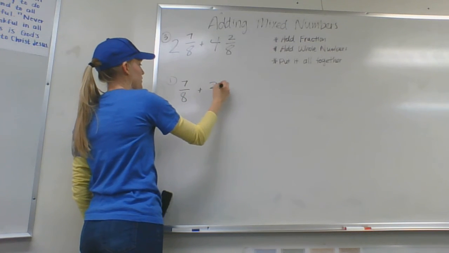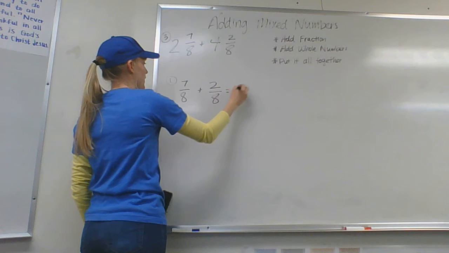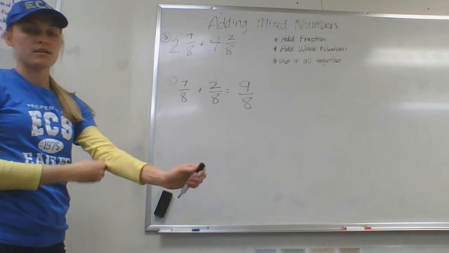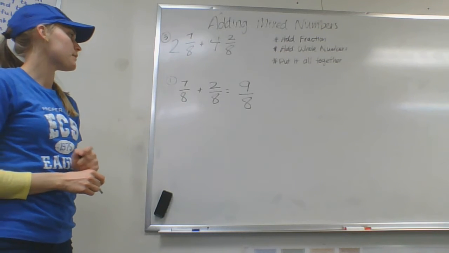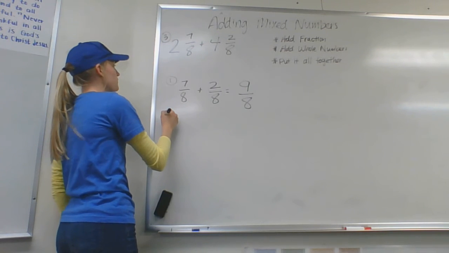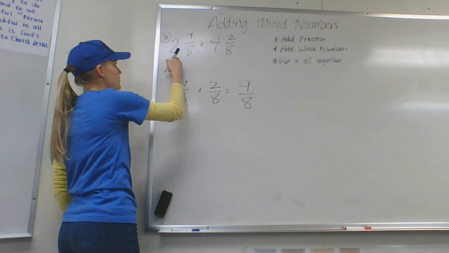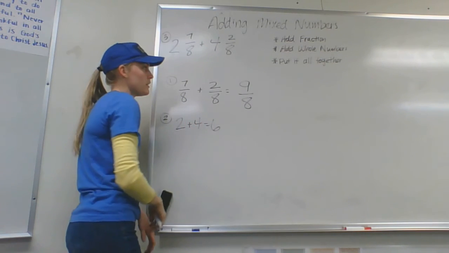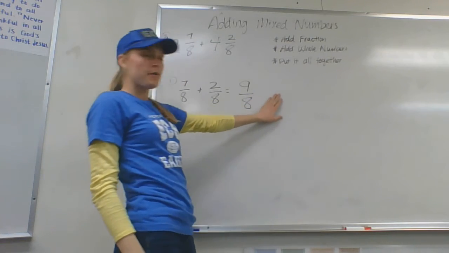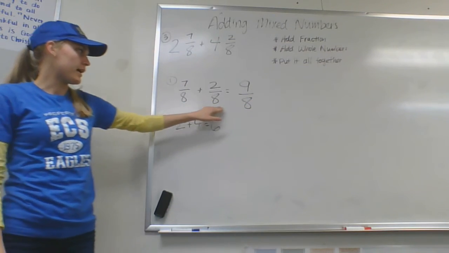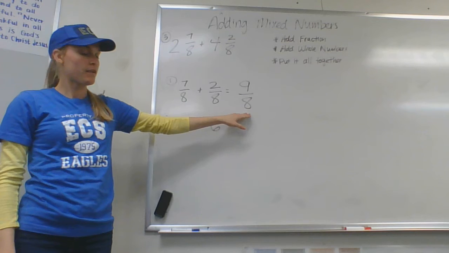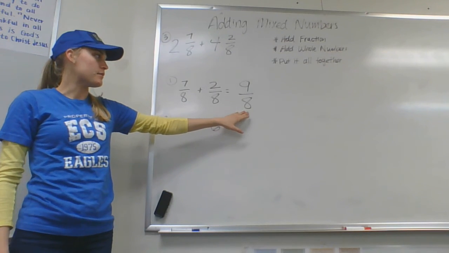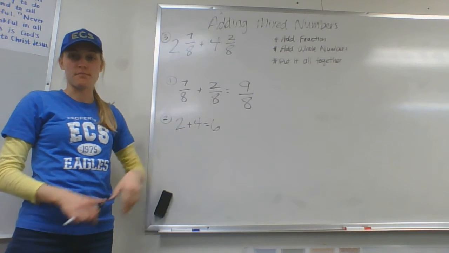7/8 plus 2/8. That gives us 9/8. Cool. All right. And then we're going to add the whole numbers. 2 and 4. 2 plus 4 equals 6. Now we're going to put it all together. But the problem with that is that we got 9/8 here. So we want to take our 9/8 and do what we were doing yesterday in class and make that improper fraction a mixed number.